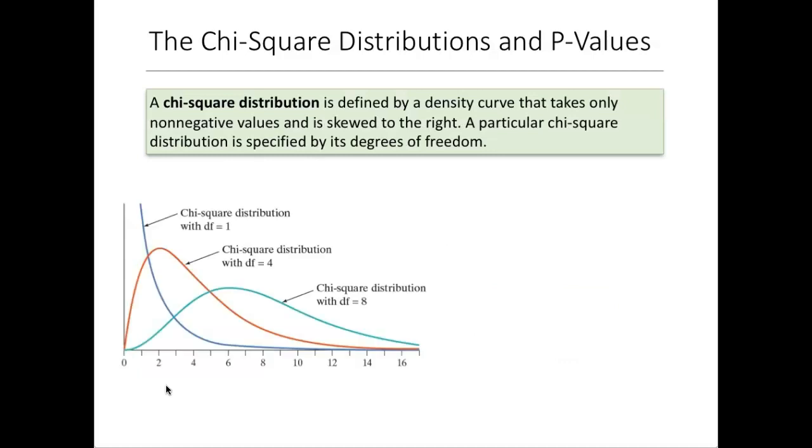All right, so a chi-square distribution is defined by a density curve that takes only non-negative values, right? That should make sense because we said, at best, if your observed counts are the exact same as your expected counts, then what's your chi-square going to be? 0. But other than that, it's going to be positive. So it's a right-skewed distribution, and the shape depends on degrees of freedom, which is still sample size minus 1. Okay?